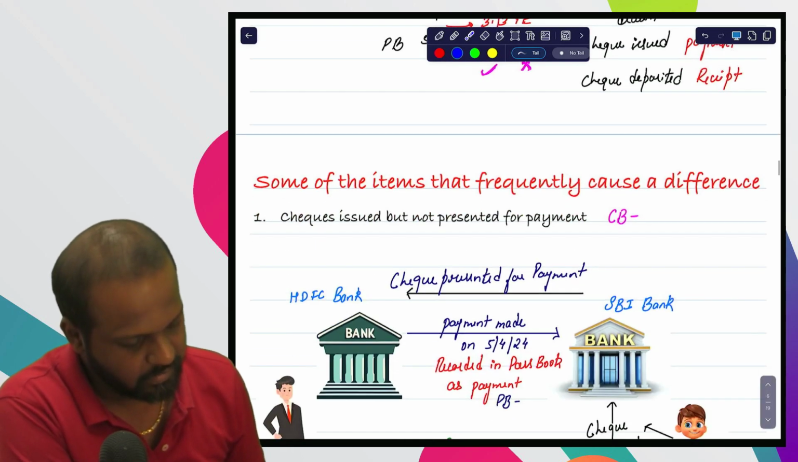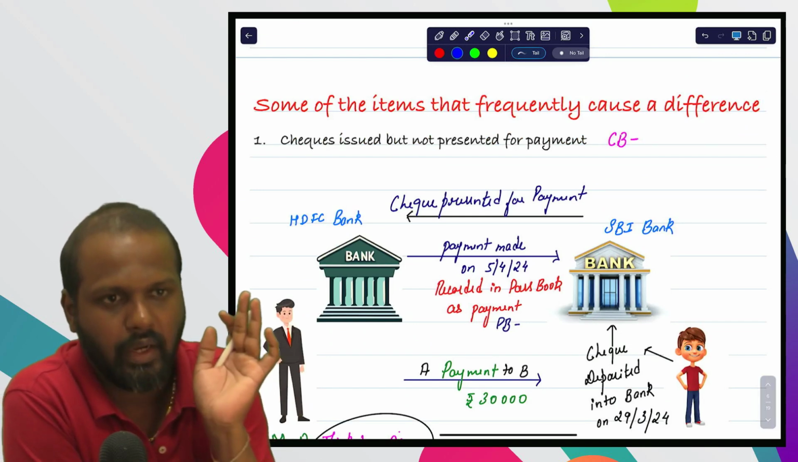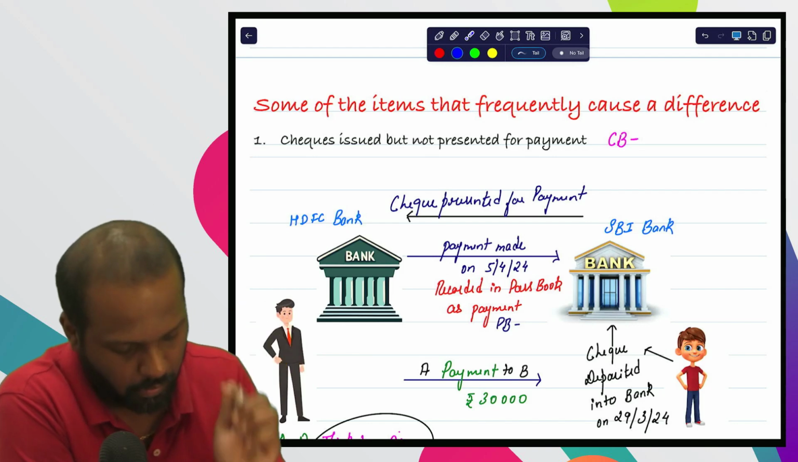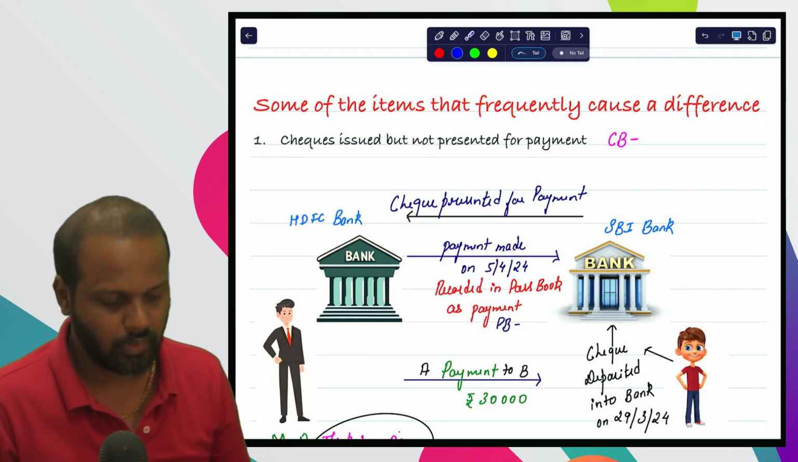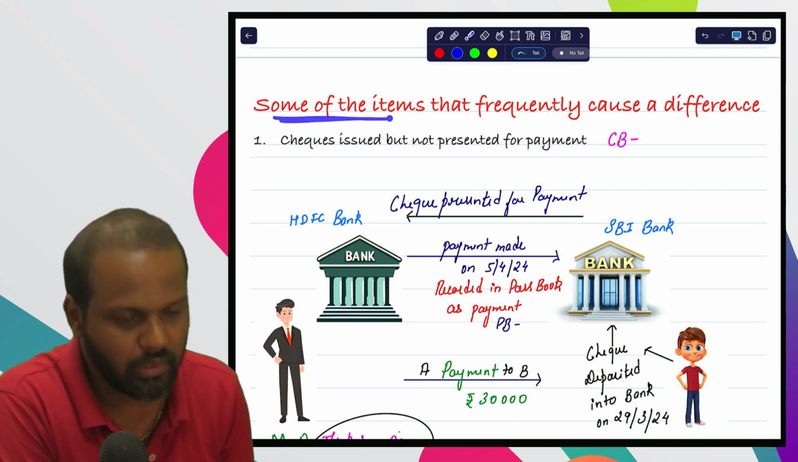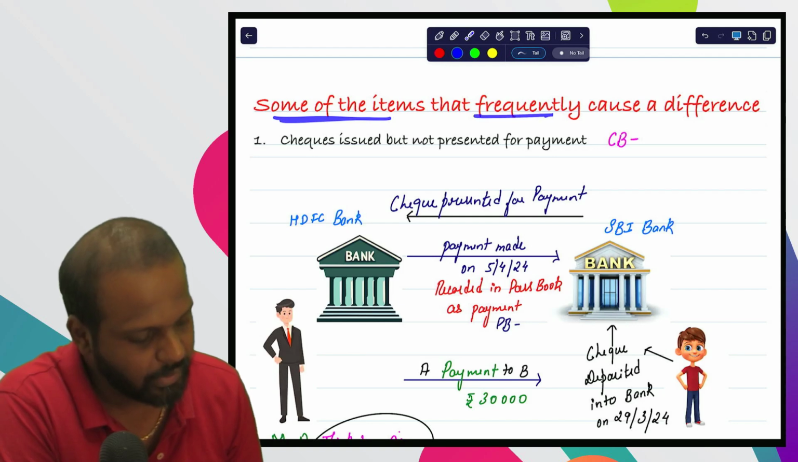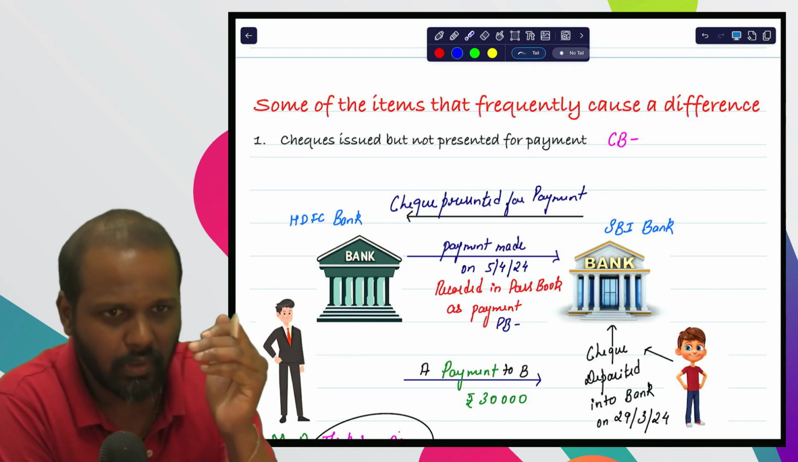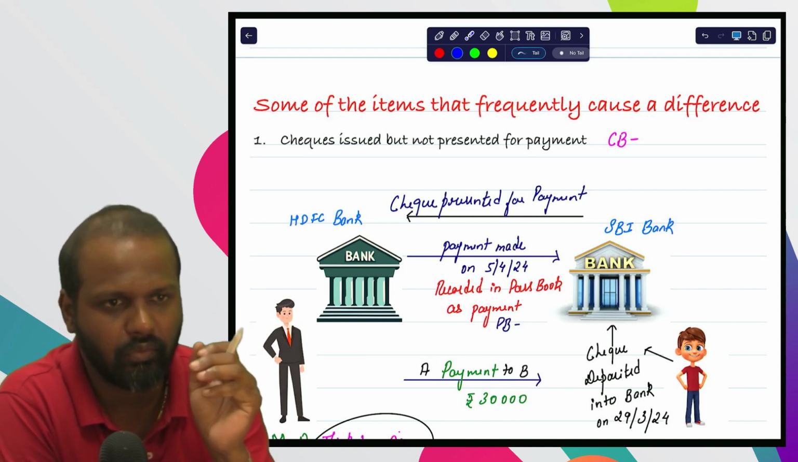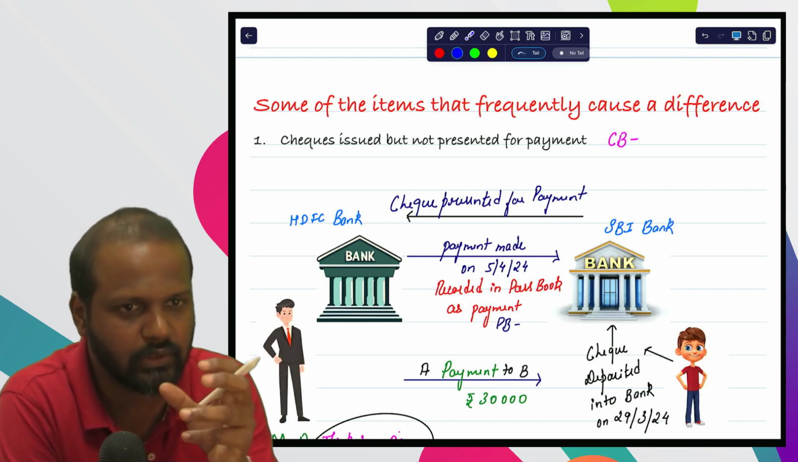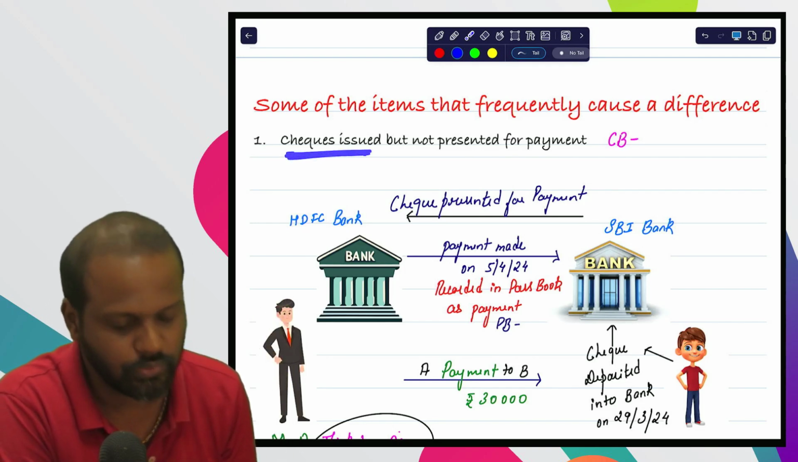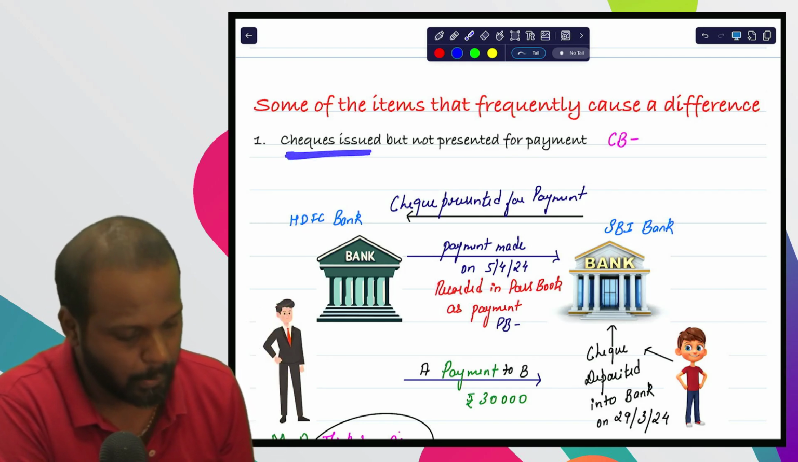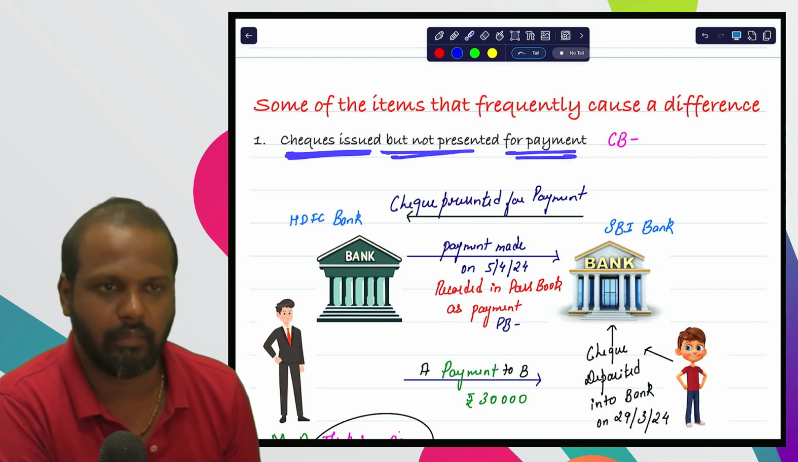Now listen, this example we'll understand one by one. So understand first point number 1. See, what is the heading? Some of the items that frequently cause a difference. Some common examples which frequently cause a difference in the balance of cash book and passbook. First point, checks issued but not presented for payment.